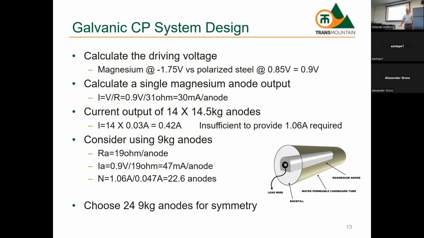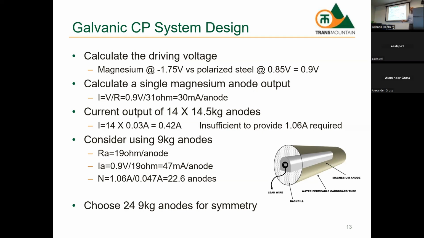We say, okay, I don't want to use these because essentially I would need like 2.5 times as many of these 14 kilogram anodes to get my intended current. Let's try using a smaller anode. So now we're going to go down to a 9 kilogram anode and see how many of those we need.